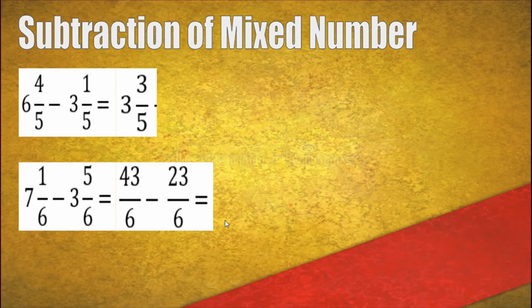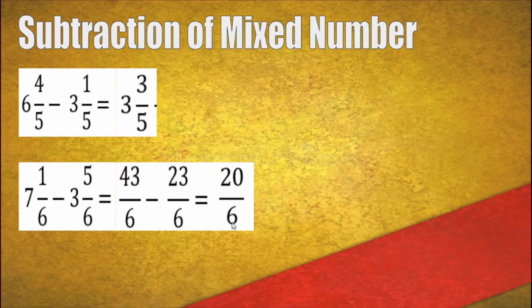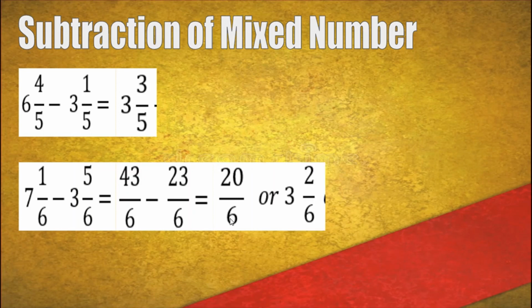Just copy the denominator 6 and subtract 43 minus 23. So for the answer here, we have 20/6. But our answer here is still an improper fraction. Since our answer is an improper fraction, we need to change this one into what? Very good. We need to change this one into a mixed number. So just divide 20 by 6. So for our answer, we have 3 and 2/6.